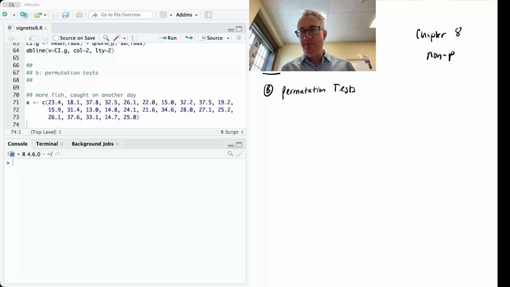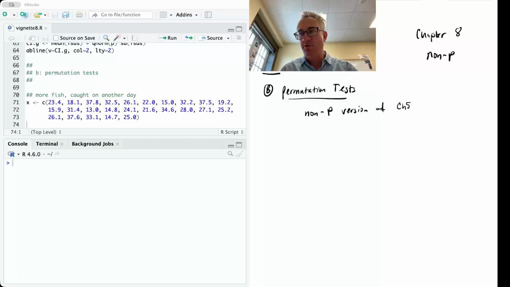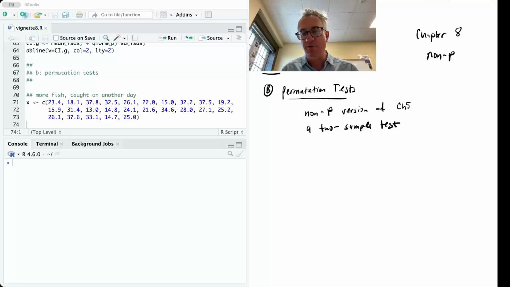The second half of Chapter 8 is on permutation tests. So permutation tests are the non-parametric version of tests from Chapter 5. So it's a test for two samples, just like the two-sample t-test or the two-sample binomial test, but non-parametric.